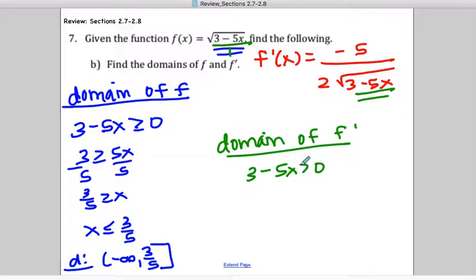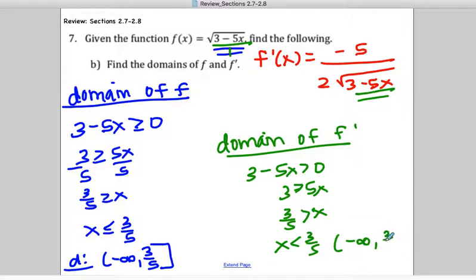And we would solve this the same way we solved the other one. And we should get the same answer. However, we will not be equal to. So we divide by 5, so 3/5 is greater than x. So x is less than 3/5. So negative infinity to 3/5. And since we're not equal to on this one, it's a parenthesis. That would be our answer for 7B.